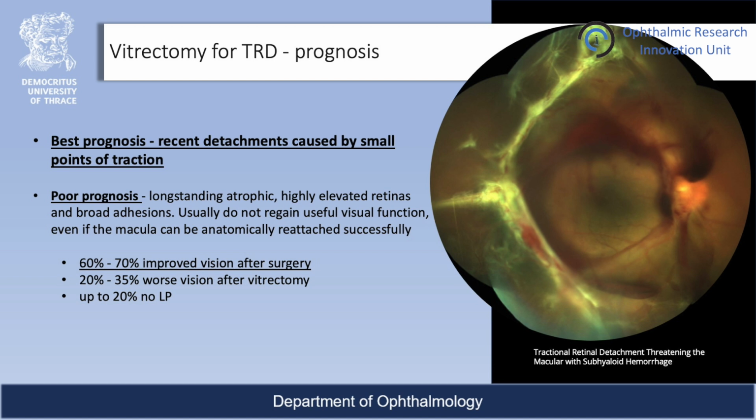Overall, the results of surgery are good for tractional retinal detachments. In most series, 60 to 70% of eyes had improved vision after surgery and a final visual acuity of 1/40th or better. Conversely, 20 to 35% of patients had worse vision after vitrectomy than before, and up to 20% had no light perception.